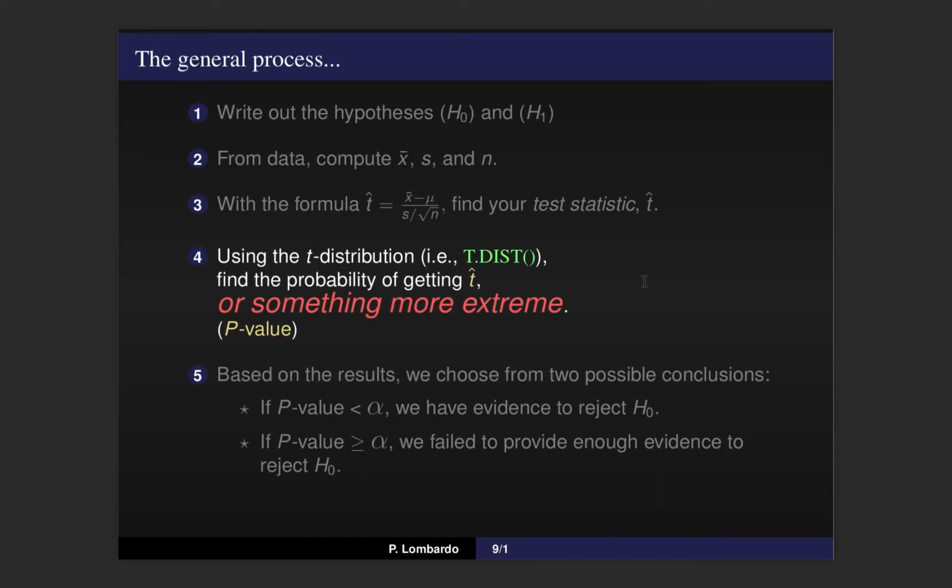So what I want to focus on in this particular lecture, before we do a collection of examples, is this phrase in step 4: using the t-distribution and our test statistic, find the probability of getting a test statistic value like the one we computed, or something more extreme. That's really where I want to focus. How do we determine extremity when we're doing these hypothesis tests?